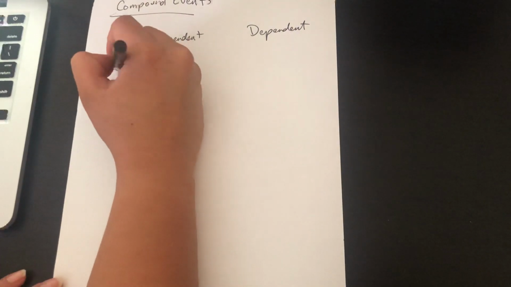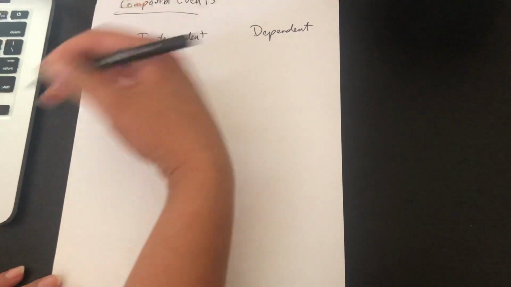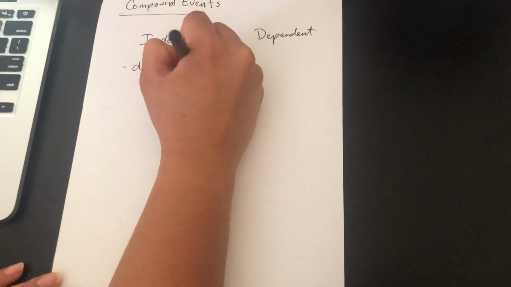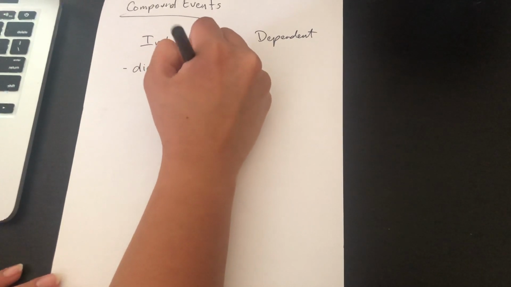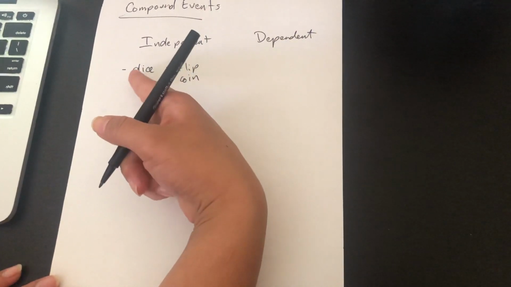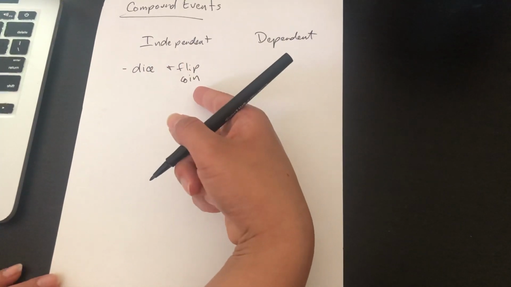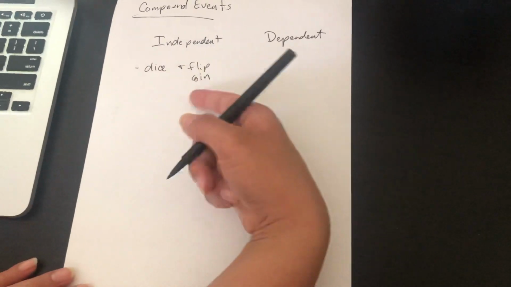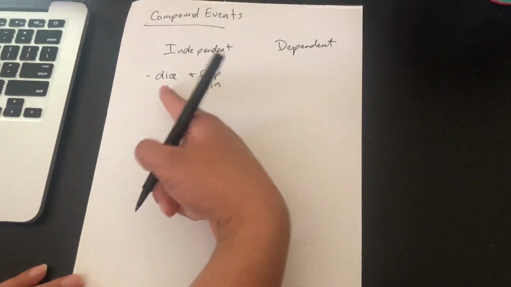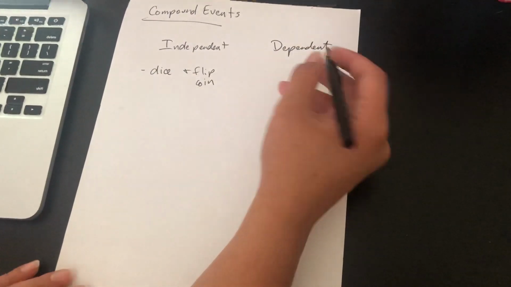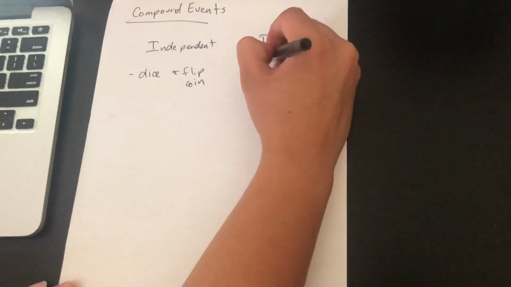Independent would be something like a dice: you roll a dice and then you flip a coin. The reason why those are independent is because my dice has a 1 through 6 sample space, my coin has a heads and a tails. Obviously if I roll my dice and flip a coin, those two things aren't going to affect each other. And then we have dependent, where they do affect.